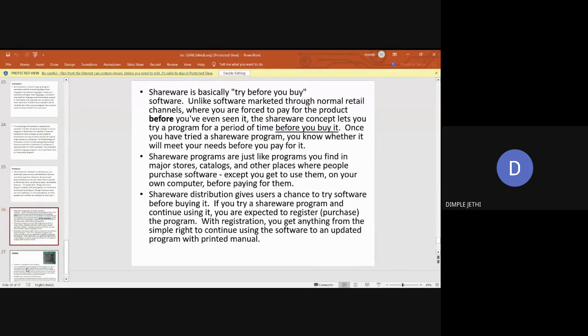Next is shareware. Shareware means, like Netflix, they give you 10 days of trial, right? So they say try it before you buy it. They give you a free subscription for a few days. So you can first try these programs. If you like it, then you can purchase it. So that is shareware distribution. You have to pay for it, but they will give you a period of time to try the software freely, right? So that is shareware.